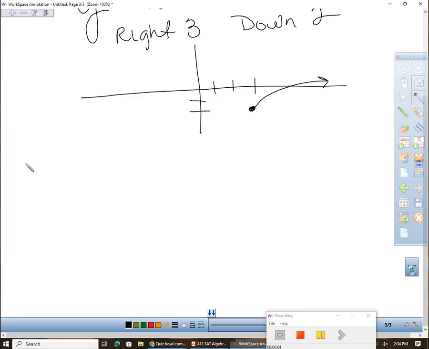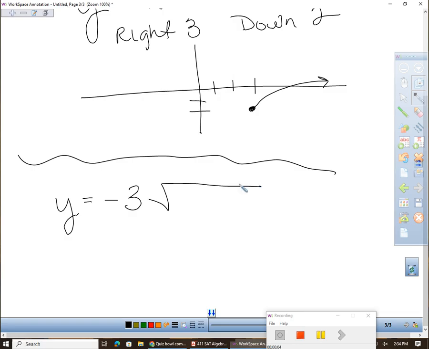Let's do one more underneath that example. All right, let's get really tough. You guys ready? Okay, let's go. Y equals negative 3 square root of x plus 1, plus 4.